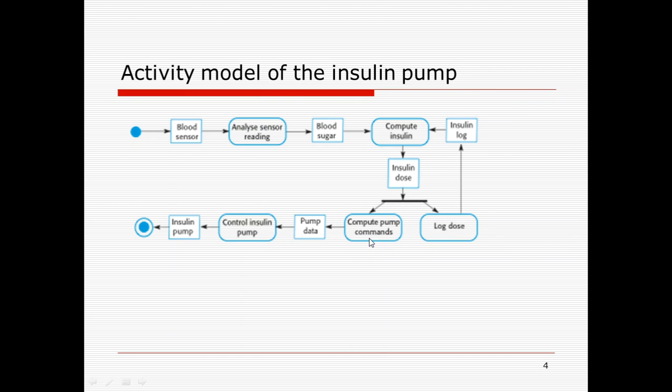So depending on the dose, the pump generates the appropriate command, okay. That pump data goes to the control insulin pump, and there it pumps the appropriate level of insulin to the patient's body. So this is the entire activity diagram for the insulin pump.